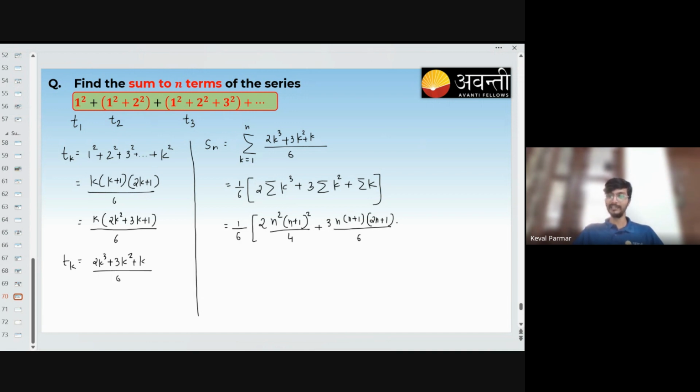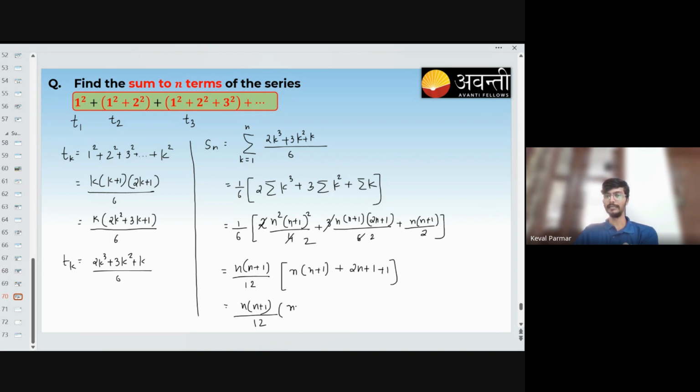In the formula we got here, 2 twos are 4, 3 twos are 6. So again, 12 will be the LCM. Here I'll get 12. Correct? And I can take n into n plus 1 common. So I'll be left with n plus 1 plus 2n plus 1 plus 1. Now I think it is factorizable or not. Let's see. n into n plus 1 upon 12 into n square plus n, plus 3n plus 2.